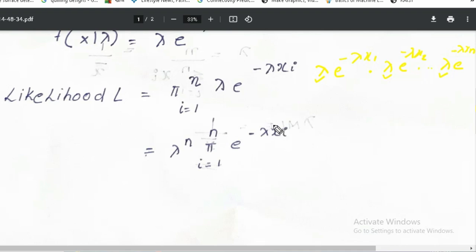Once you have the likelihood L, the next step in maximum likelihood estimation is to find the log likelihood. It is basically to remove this pi. This pi represents the multiplication, and multiplication is a very tedious process, so you have to convert it into summation. For that we apply log on both sides. When log is applied on both sides, it is called the log likelihood. So let us find the log likelihood of this L.